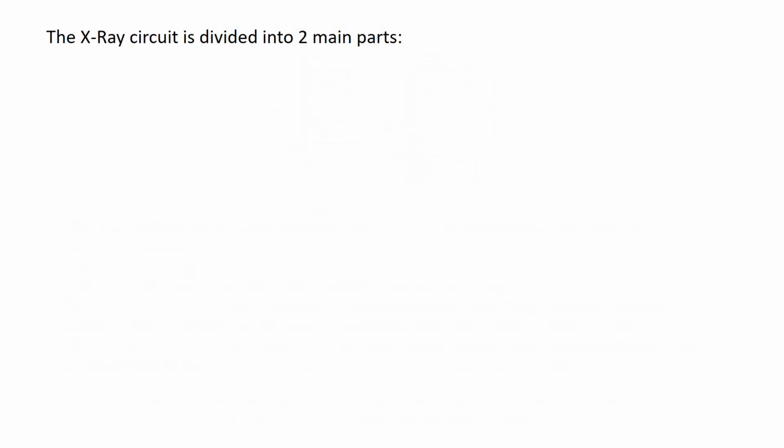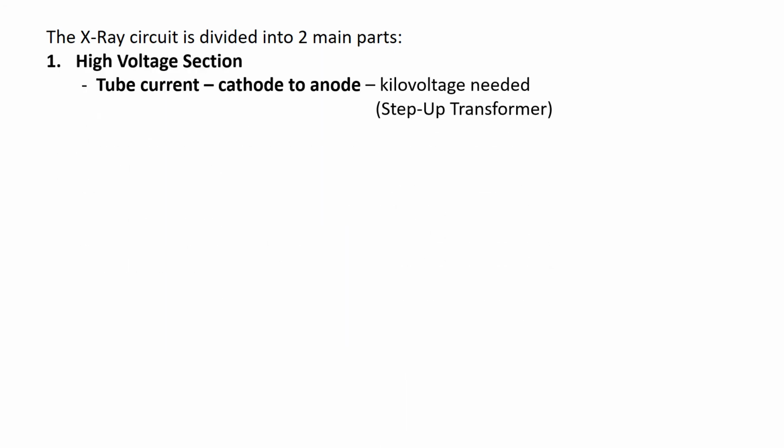The X-ray circuit is divided into two main parts. As I said, you've got the high voltage section. This is going to be used to generate the tube current, that amount of electricity, those electrons flowing from a cathode over to the anode. To do that, we're going to need kilovoltage. We're going to need a step-up transformer.